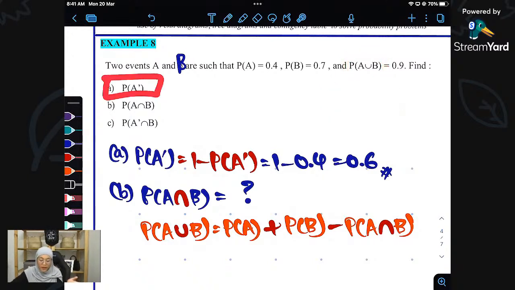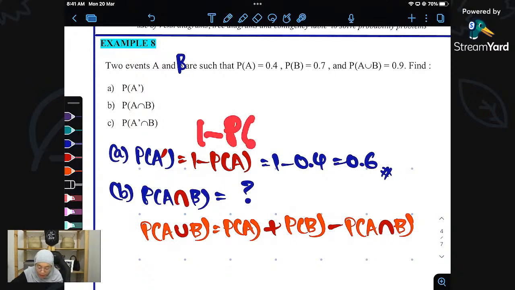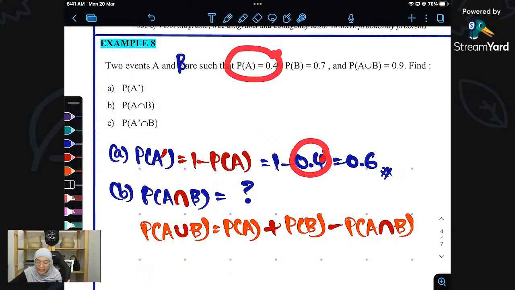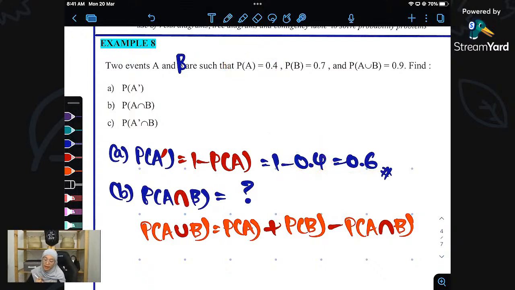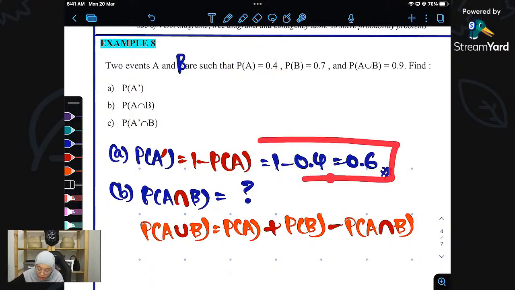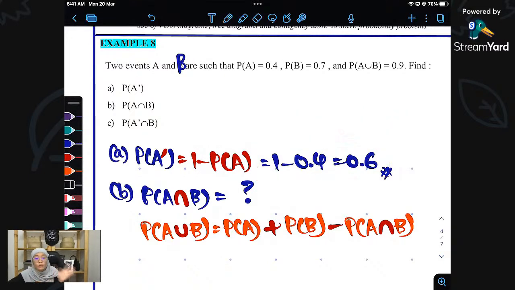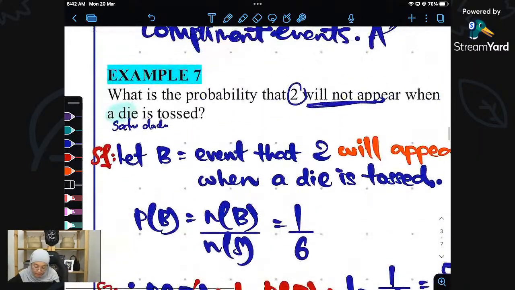Find the complement event P(A'). So P(A') is this one. Sorry, guys. There is no prime at the back here. So P(A') is just 1 minus the probability of the event A. That's why I put here 1 minus 0.4, because this is talking about event A sahaja, yeah? So you look at the event A only. So 1 minus 0.4 is just 0.6. But please make sure you write down this. This is marks. Okay? Jangan terus bagi jawapan. Buatlah langkah kerja kamu in mathematics to get full marks.